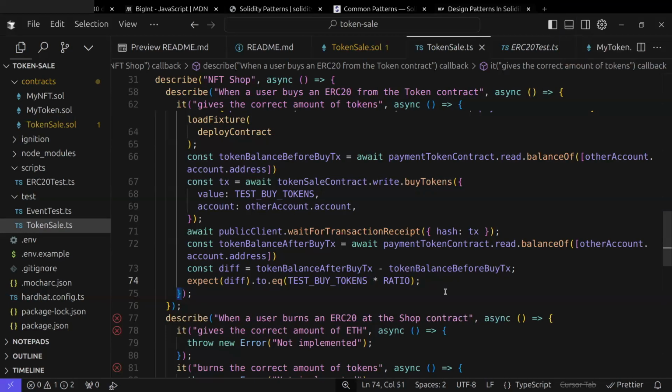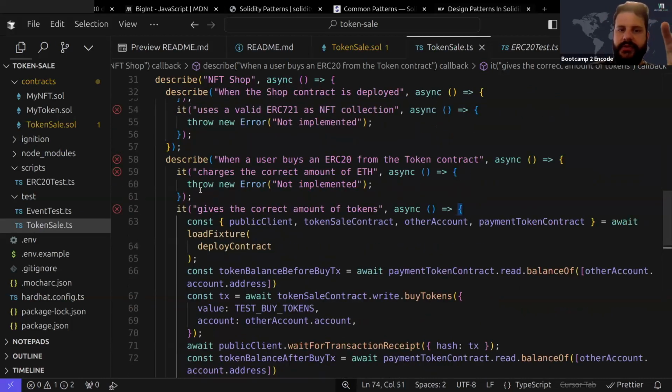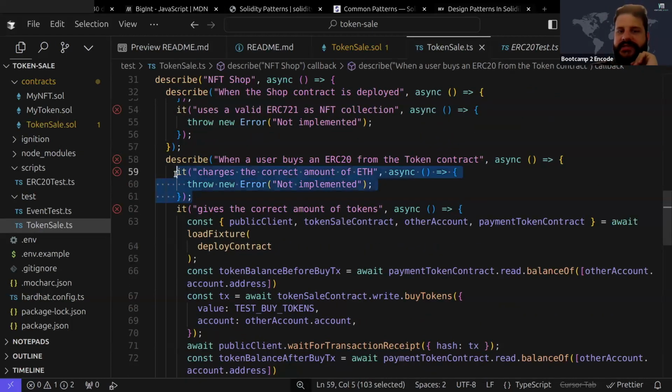Okay, I wanted to ask, in our testing, what about gas? Aren't we going to consider gas? Or is there a method? For now, we're just doing the correct amount of tokens. We are not doing this other scenario here. We're going to see the gas part, but for now, just using the tokens.